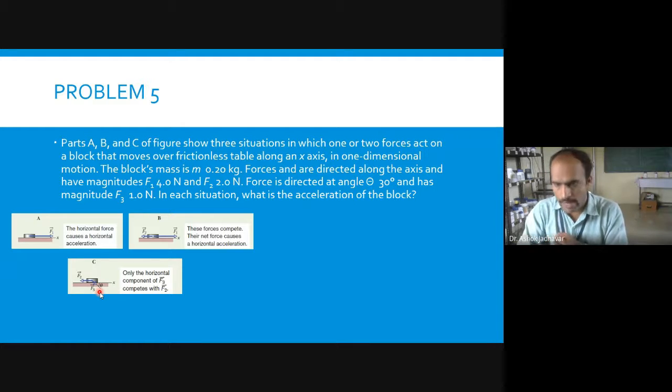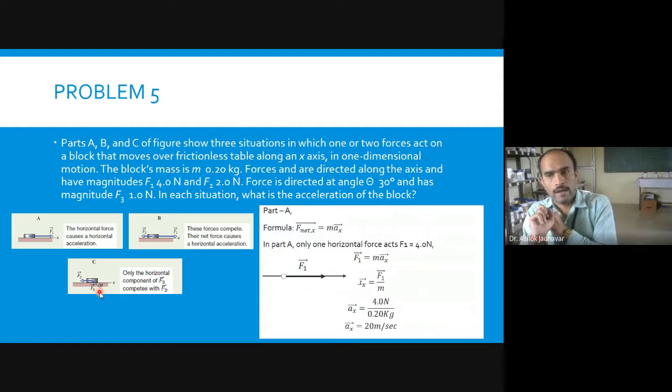If I want to determine the acceleration of an object in case A, then I have to use this formula. What is the formula? F net x is equal to m a x. Here, as the motion is only along the x-axis, I have assigned x here. So we have just considered our acceleration along the x-axis. In part A, what we are having? We are having a mass and we are having a force. So I can draw a free body diagram.